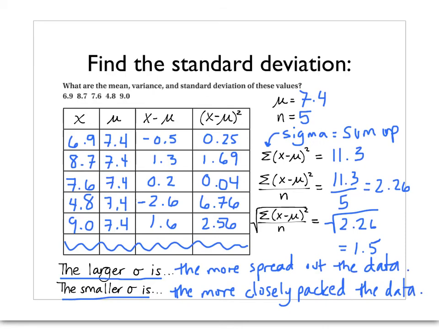Okay, so standard deviation is a measure of relativity. It's relative. How squished together the data values are, how spread out they are. And these are pretty close together. So this is not a very large standard deviation. It's actually quite small.